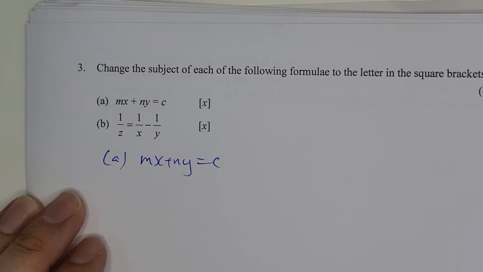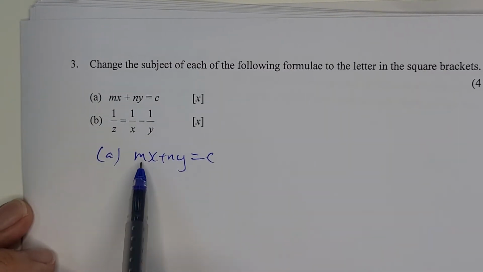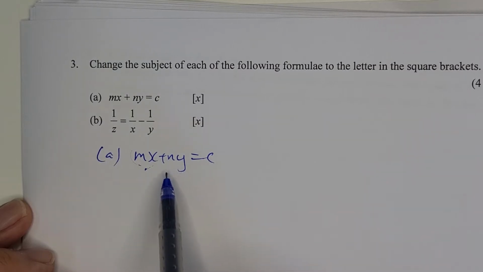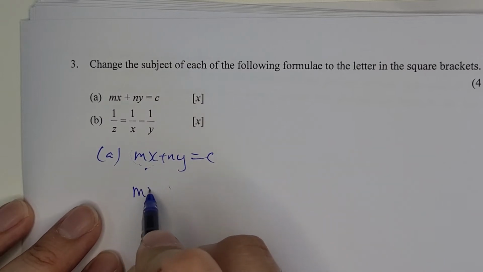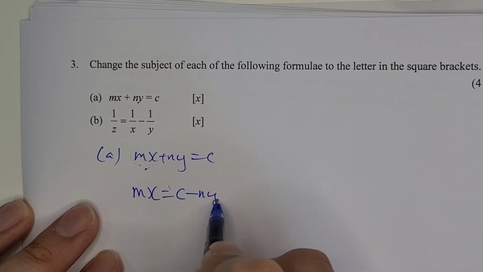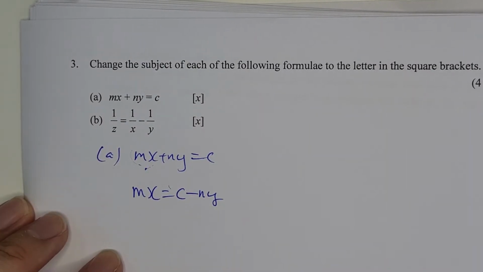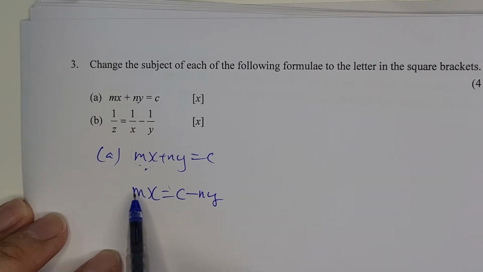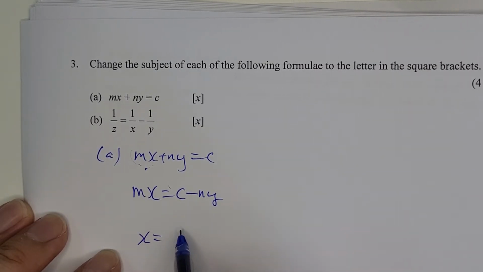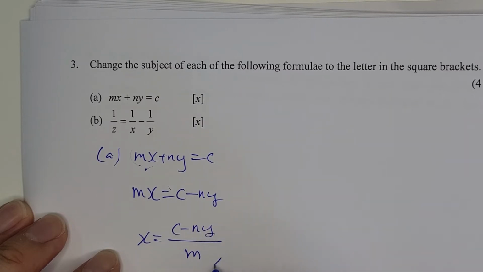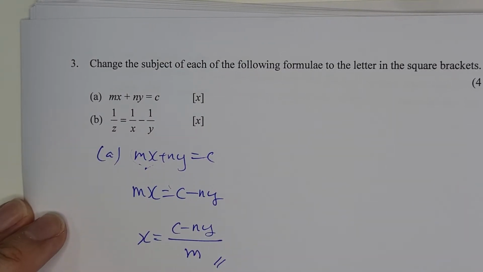Copy the question first. You will find that mx is the only term containing x. For the term that does not contain x, move it to the other side. So mx equals c minus my. Finally, divide by m on the other side. x equals c minus my, and then a long fraction line divided by m. So finished. Okay.